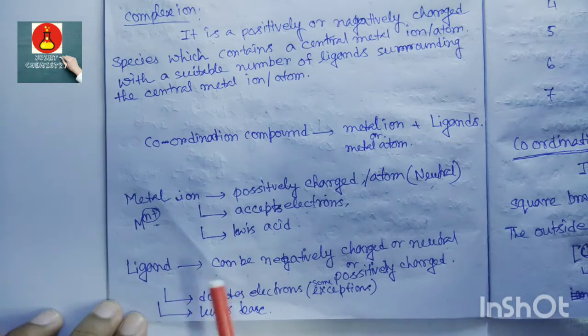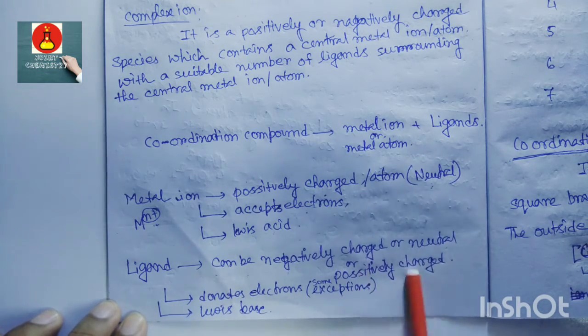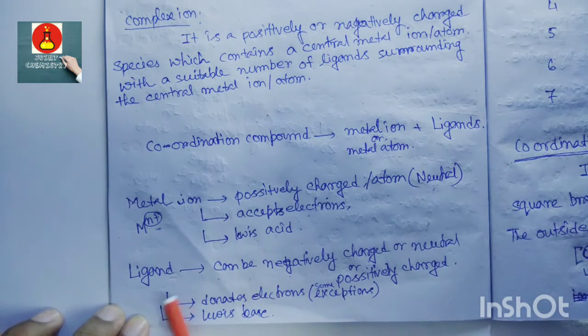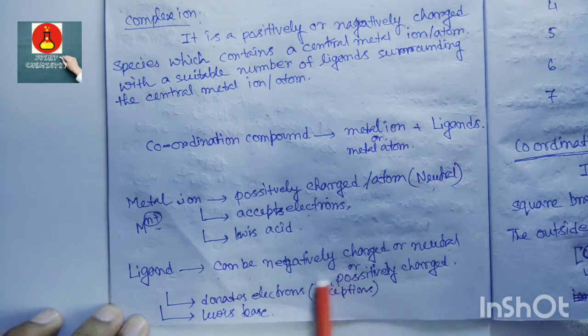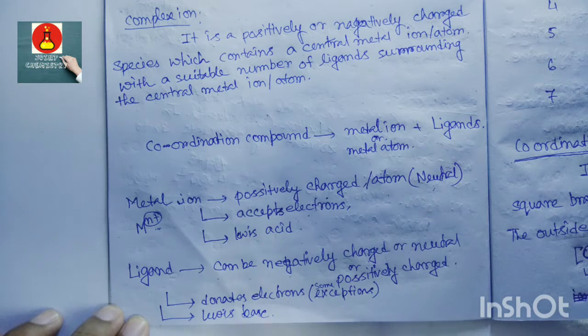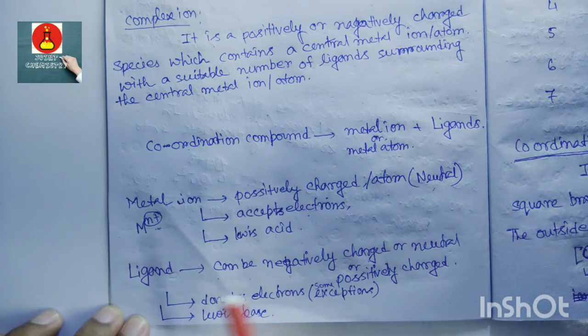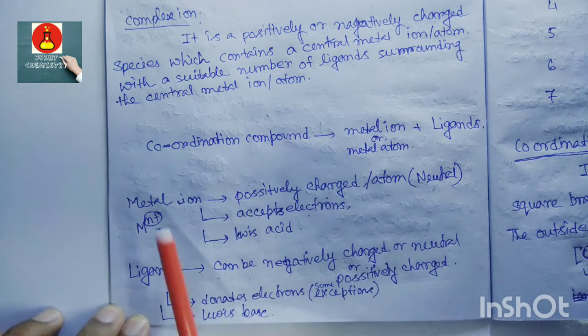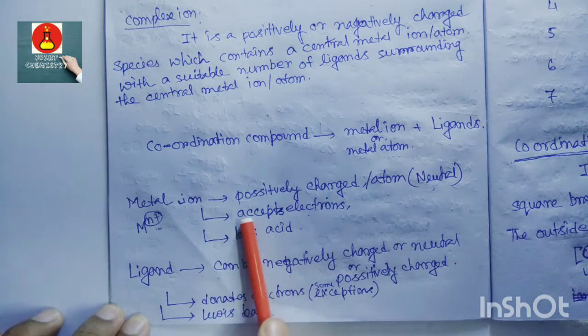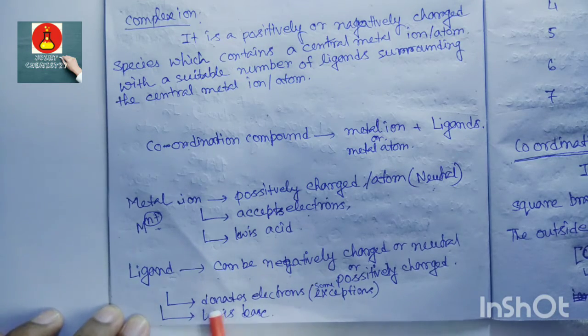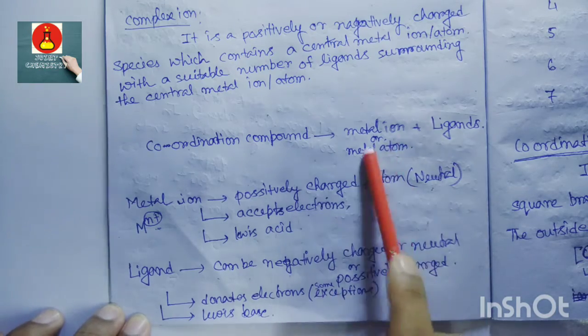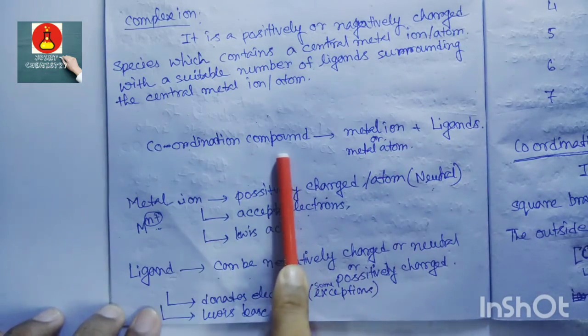A ligand can be negatively charged or neutral, or sometimes positively charged. They donate electrons. There are some exceptions, which I will talk about later. So basically they donate electrons, and according to the Lewis acid-base concept, ligands are Lewis bases. So metals are Lewis acids because they accept electrons, and ligands are Lewis bases because they donate electrons. These are the two parts of coordination compounds.